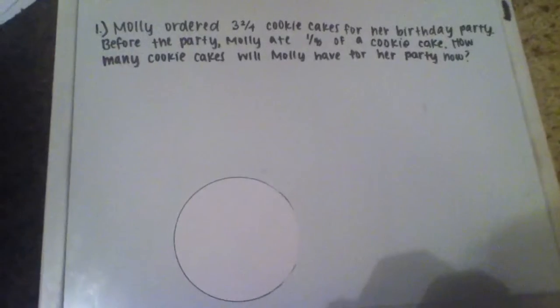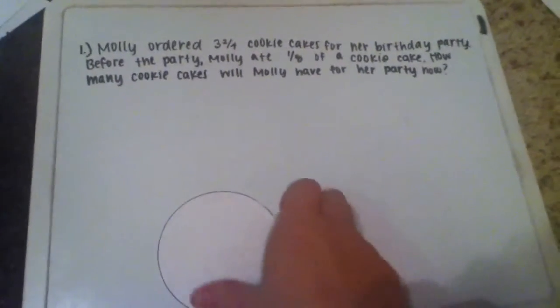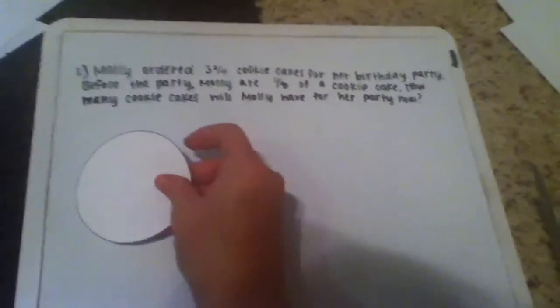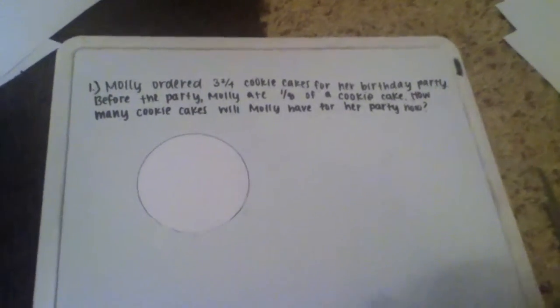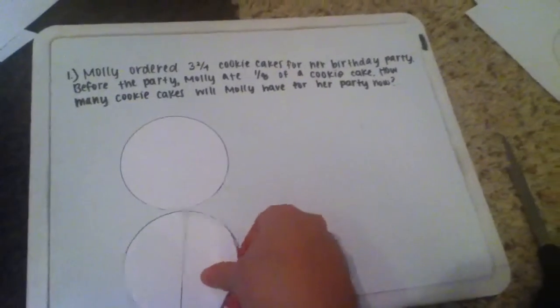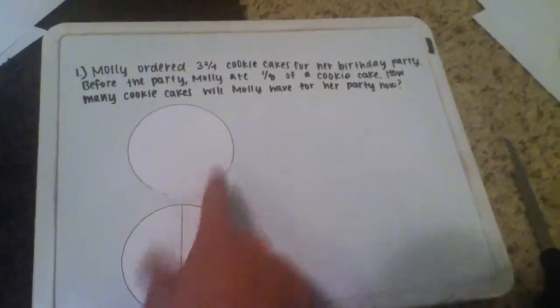The next form we're going to be using is an area model. To do this, we're going to be using these circles as the whole. So one of these represents the whole. Another way we can divide this up is by splitting it in half, so 2 equal parts of one whole. This represents 1/2, because you can see that this side plus this side would equal the whole.